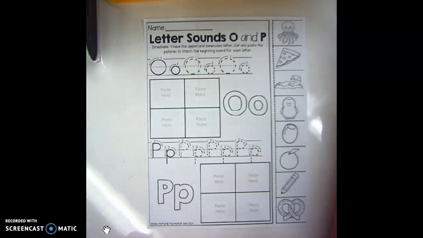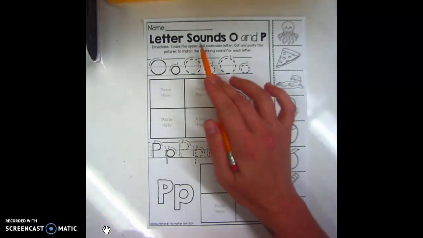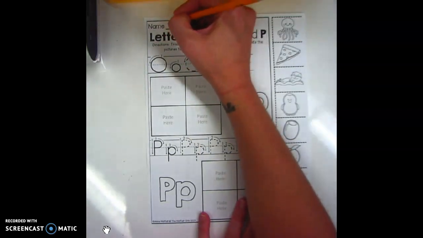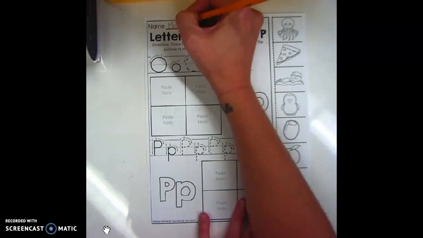Okay, friends, for our letter sound center today, we're going to do letter sounds O and P. Now remember, the first thing I do is always the same. Look at the top and write my name.